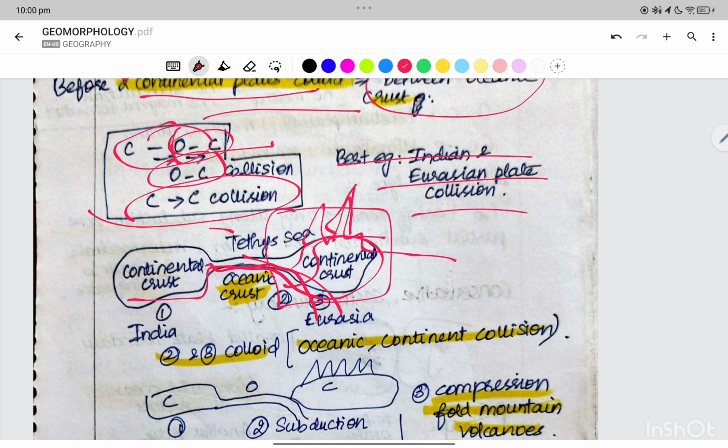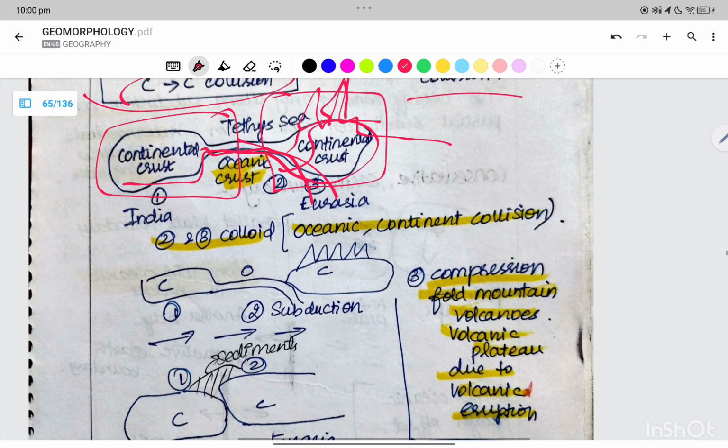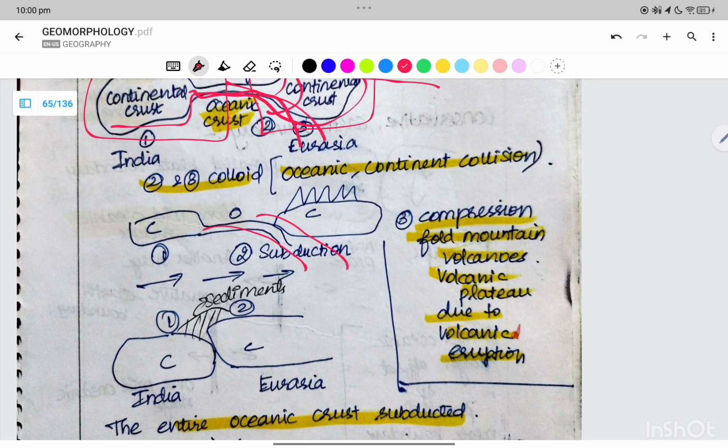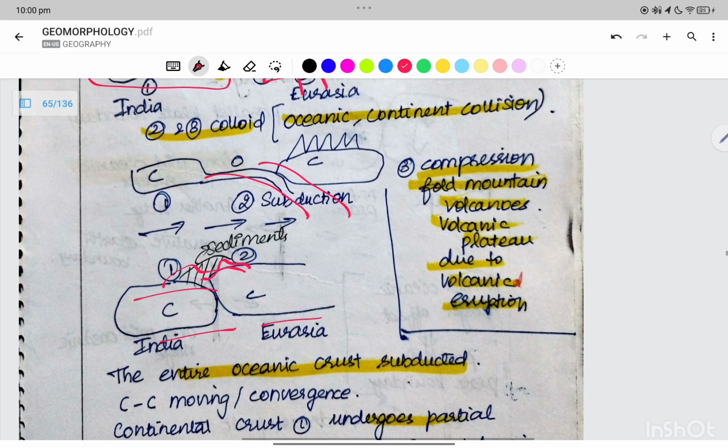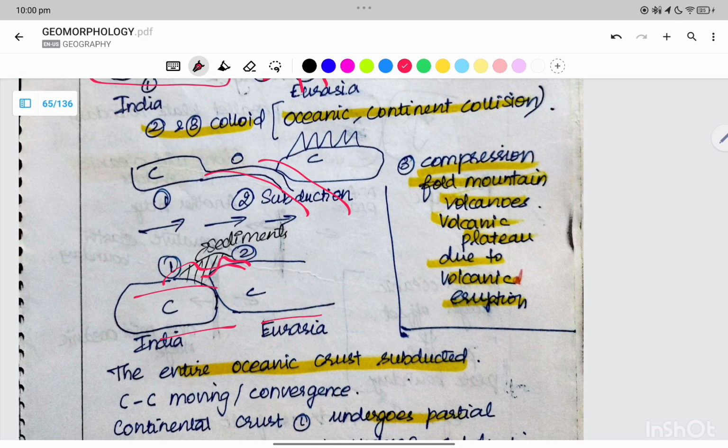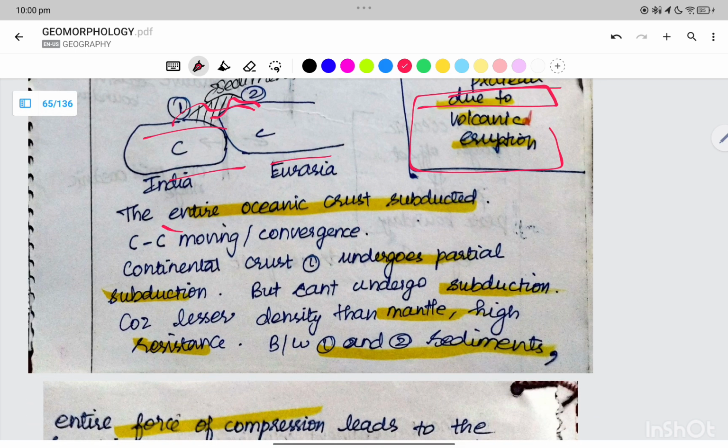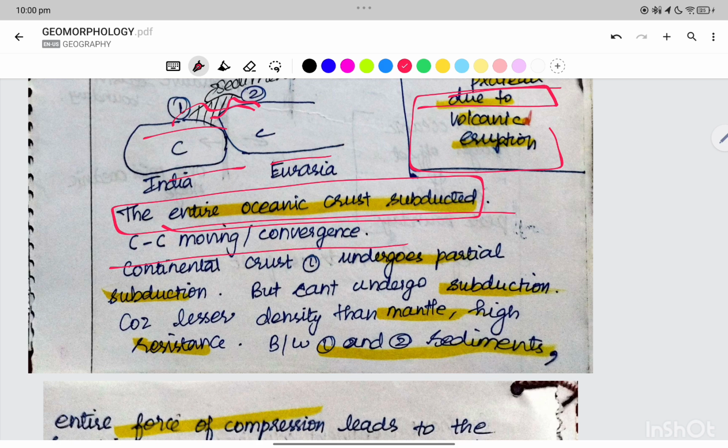Now this continental plate along with this continental plate is going to collide with each other. First it is going to subduct and it forms sediment, right? Then the two plates are going to collide with each other. Compression results in the formation of fold mountains. Volcanic plateau is because of the volcanic eruption of the oceanic plates. The entire oceanic crust is subducted.